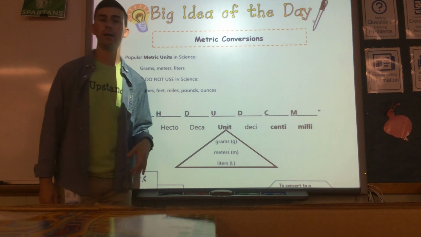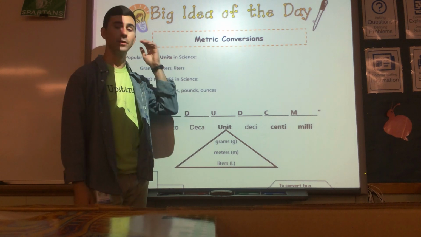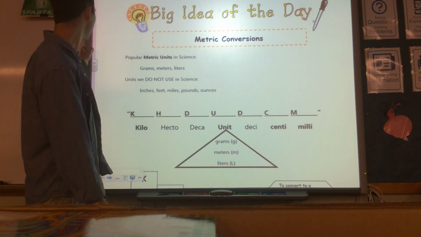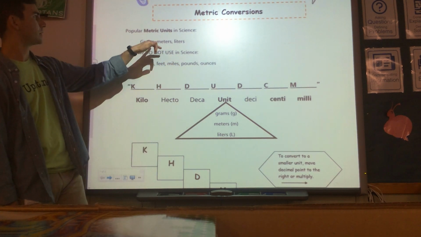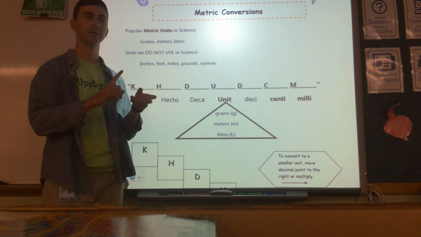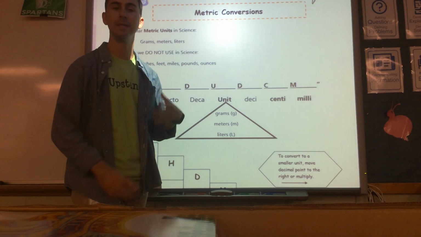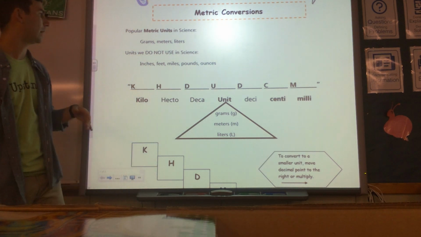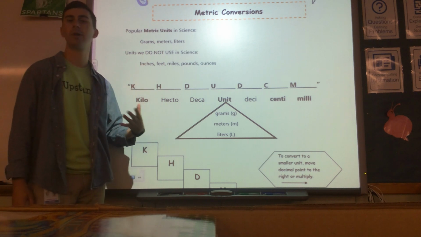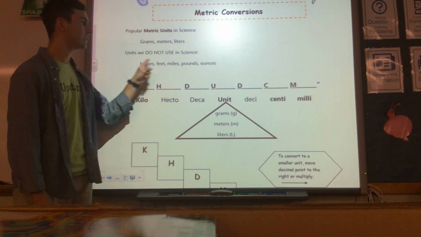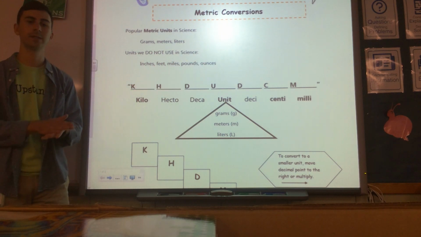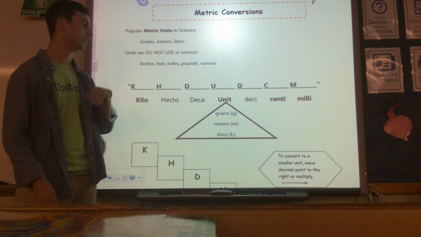Hey guys, for this station we're going to be talking about metric conversions. You guys know from 6th grade that in science we're going to be using the metric system. So these metric units include things like meters, liters, grams. In science we do not use what we call the imperial system. So that's the stuff that you're probably most familiar with. Inches, feet, miles, pounds, ounces. That stuff is no good, okay? Whenever we're measuring in science we're going to be in grams, meters, and liters.